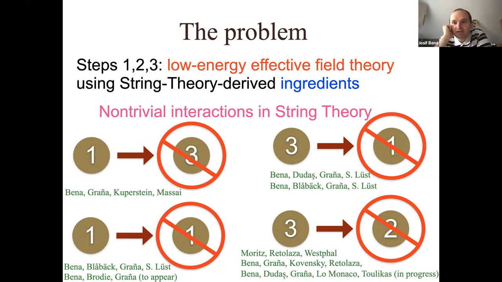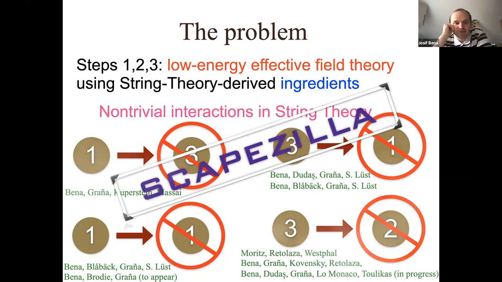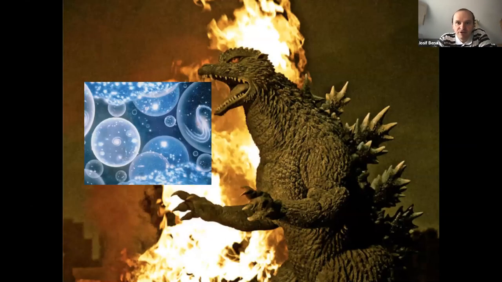We call this non-trivial effect Escape Zilla because it reduces this huge mega big landscape of string vacua. It's just eating them up. Basically these non-trivial interactions show that the landscape is much, much smaller than what people naively believe. And this is a picture of Escape Zilla eating up something which looks like a bunch of universes.